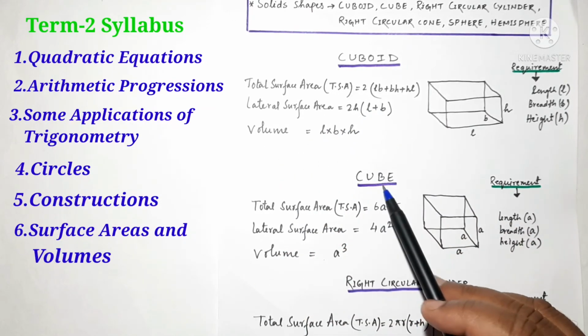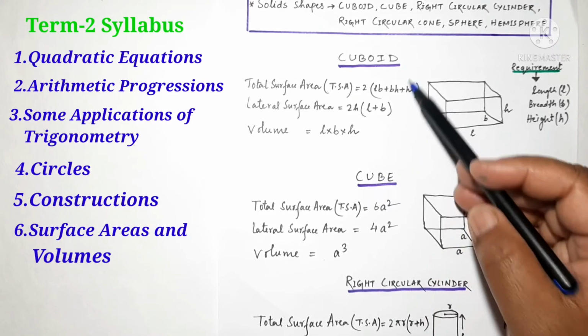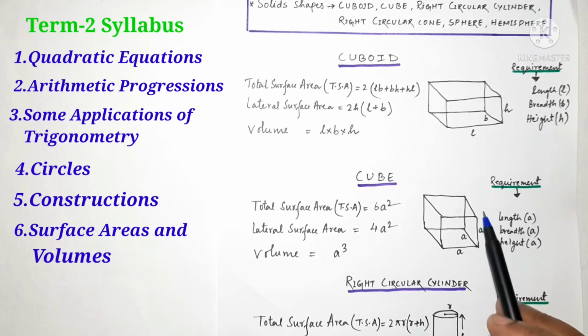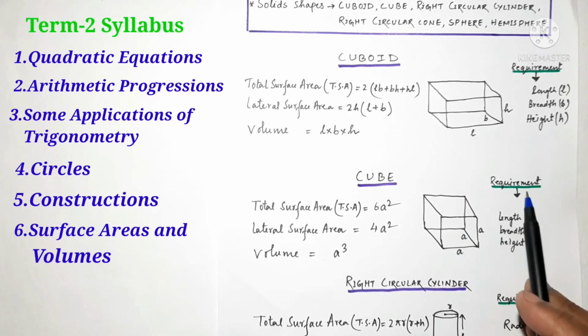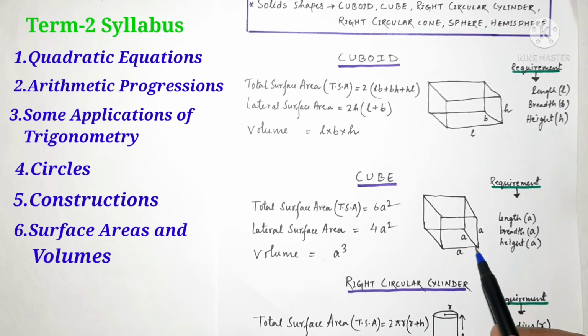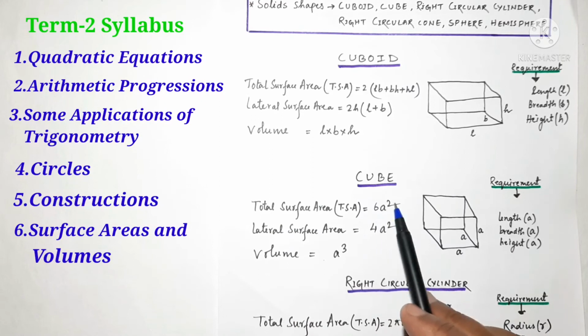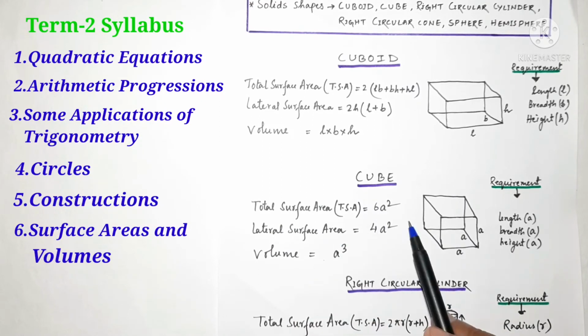Next shape is cube. Cube and cuboid are similar. The only difference is that in a cube, length, breadth and height are the same. So the requirement is length, breadth and height, or you can say the edge. Let us see the surface area and volume. Total surface area is 6a square, lateral surface area is 4a square, volume is a cube.